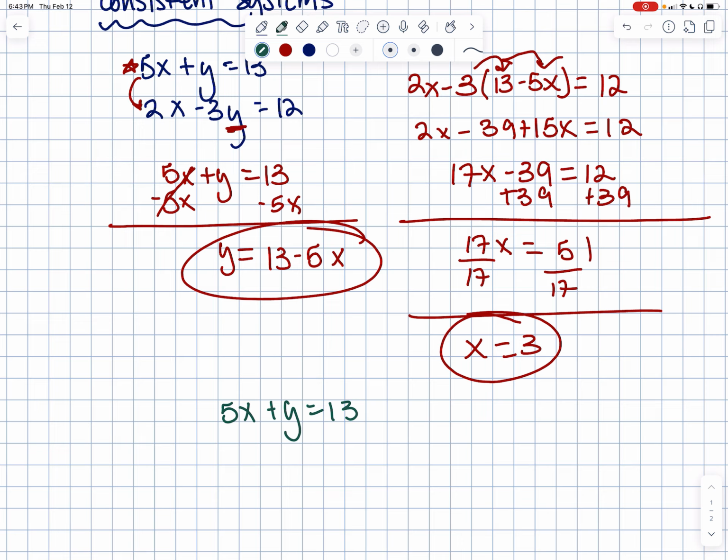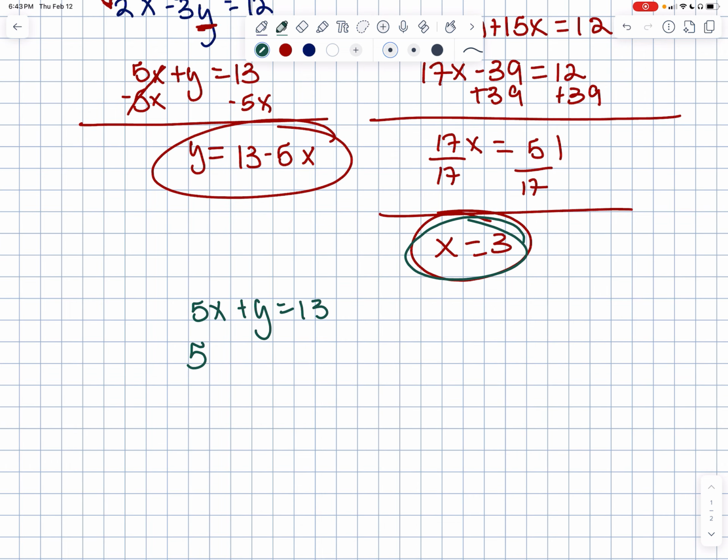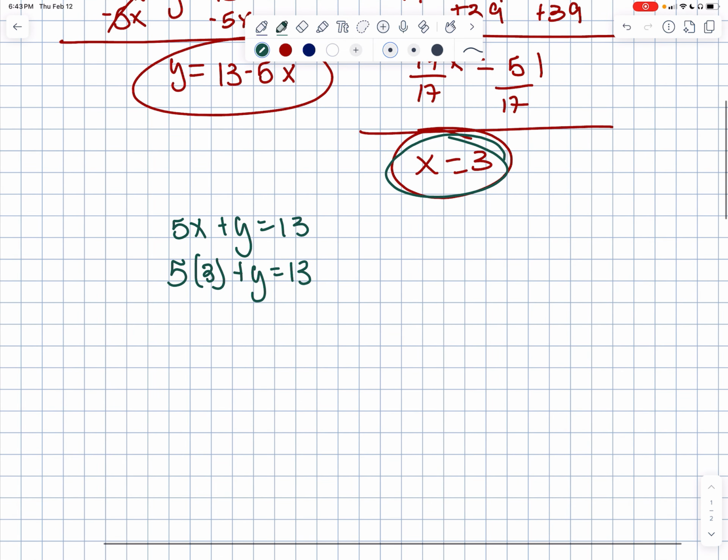What did we say was x? X is 3. So let's go ahead and plug that in. 5 times 3 plus y equals 13. Let's go ahead and solve. What's 5 times 3? 15. Plus y equals 13. We need to get y by itself. What am I going to do? I'm going to subtract 15 on both sides.